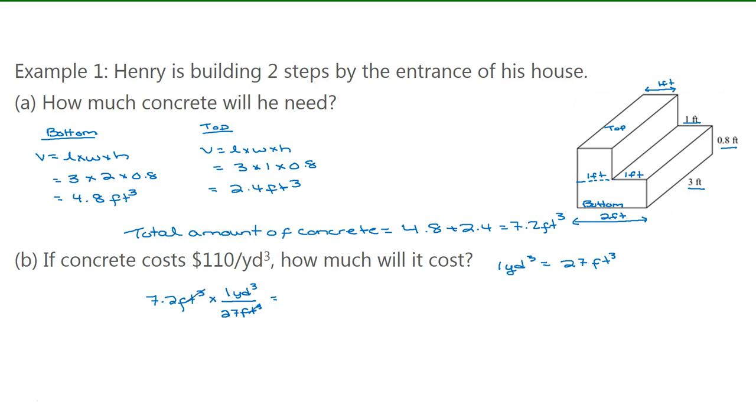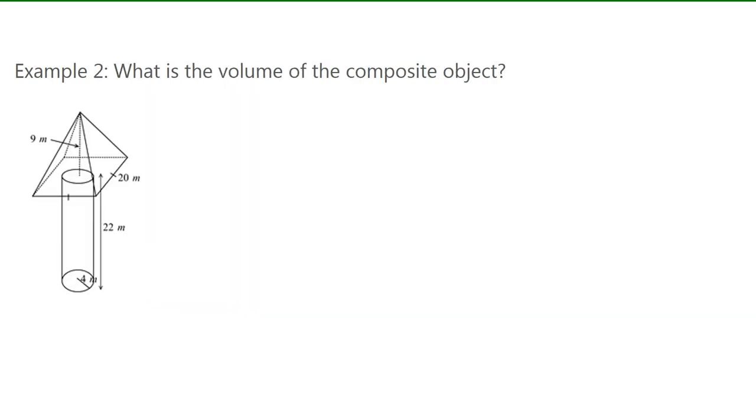So now I do 7.2 divided by 27. Now rounding that, I get 0.27 cubic yards. So now we'll find the cost. So the cost is going to be the price per cubic yard, which is $110, multiplied by the number of cubic yards, which is 0.27. So multiplying that together, I get $29.70.